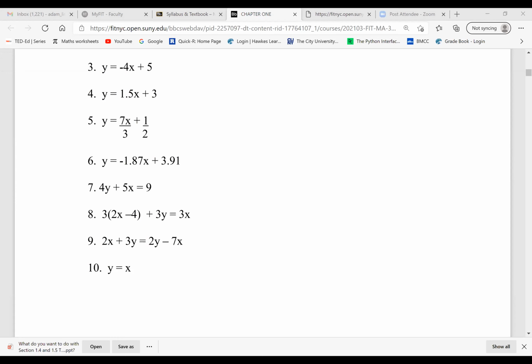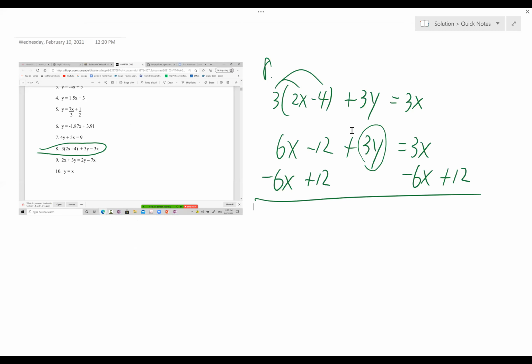algebraic manipulation. So distribute it first, you get 6x minus 12, adding 3y equals 3x. So now the only thing we want to keep on the left is the 3y. We don't want 6x, we don't want 12. That means we have to subtract 6x and add 12 on both sides of the equation. Remember, when you perform an operation on one side of the equation, you have to do the exact same thing on the other side.